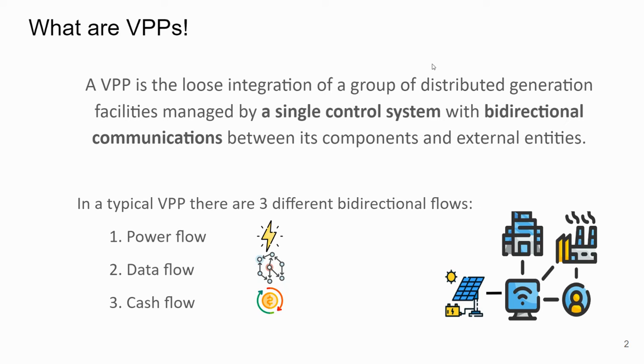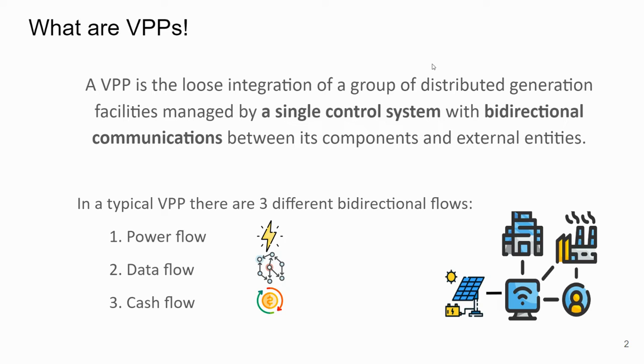First, what are VPPs? In a virtual power plant, basically different distributed generations, like uncontrollable energy sources and controllable energy sources, also energy storage and electrical vehicles, are all aggregated and managed by a single control system. This varies from situation to situation. Sometimes there can be a single control system, sometimes a multi-layer of control systems.